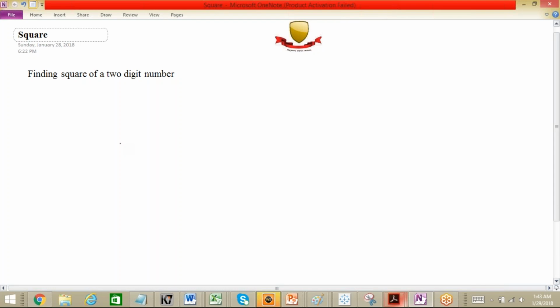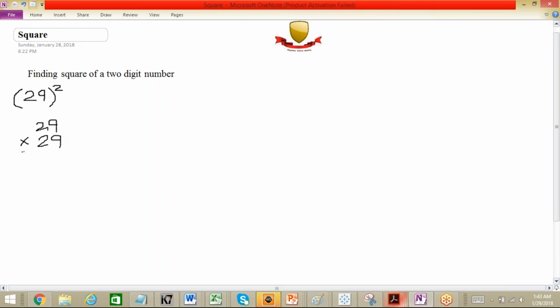In today's session we will discuss a few shortcuts to find the square of a two-digit number. Let's take one example: suppose the number is 29, and I'm looking to find the square of 29. In the traditional method, how will we proceed? It will be 29 multiplied by 29.